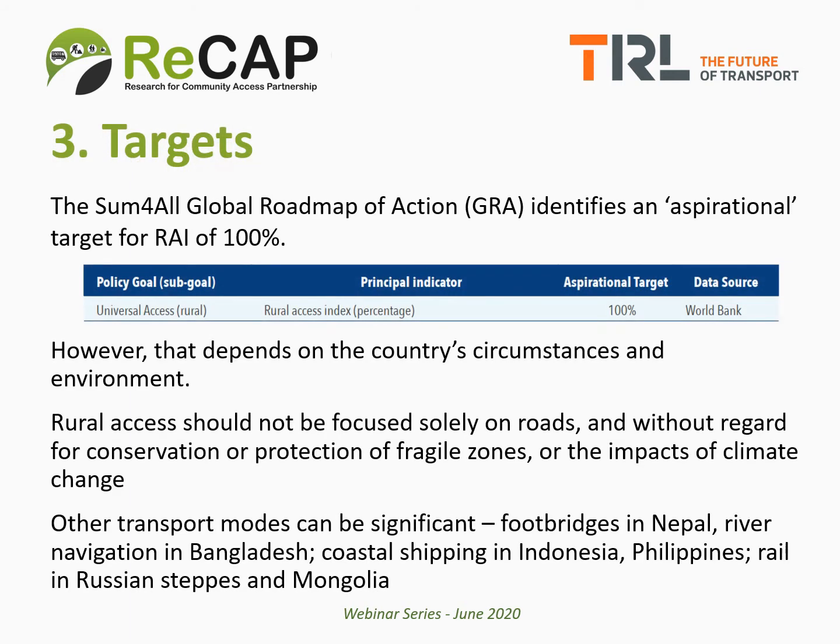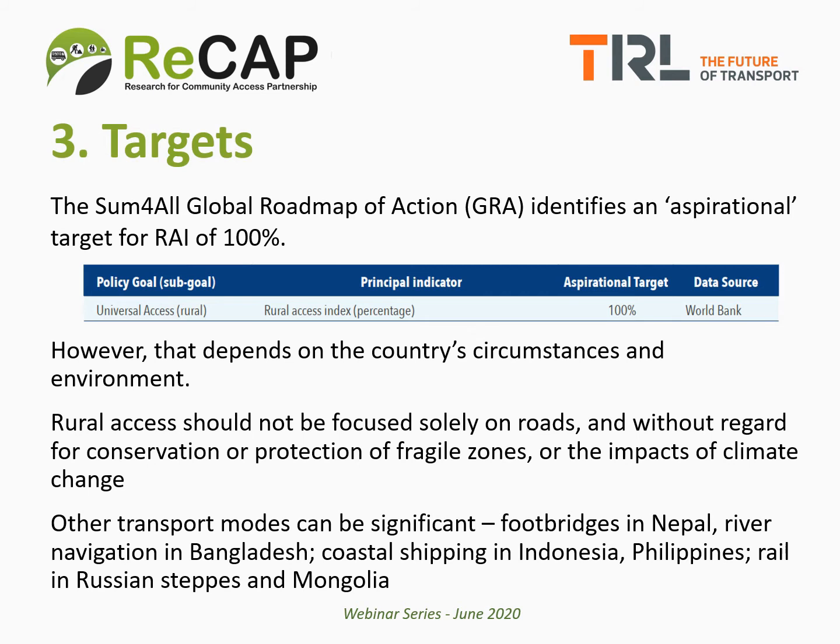The Sum for All Global Roadmap of Action in 2019 was the first attempt to produce a plan to achieve sustainable mobility. It outlined a step-by-step approach consisting of quantifying the current transport situation in a country, identifying a catalogue of all possible public and private sector actions, and identifying appropriate policy measures to achieve sustainable mobility. The Global Roadmap of Action, or GRA, is an important document that is likely to be used by the international community for years to come. It sets a framework by which policies and programs can be devised, particularly for low and middle income countries.